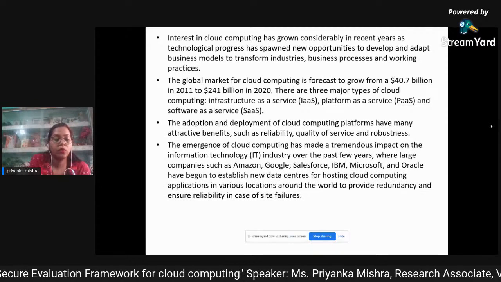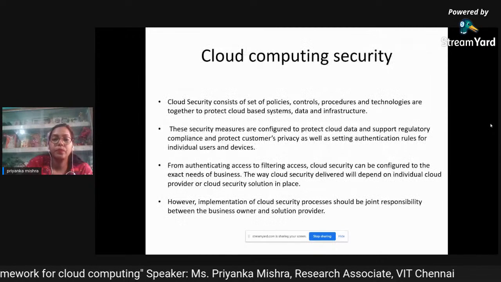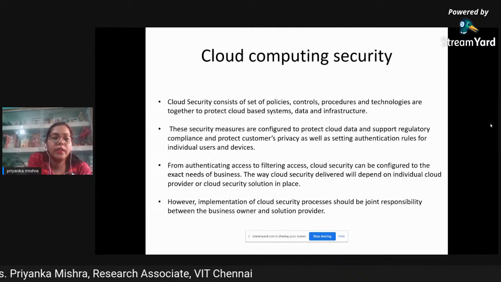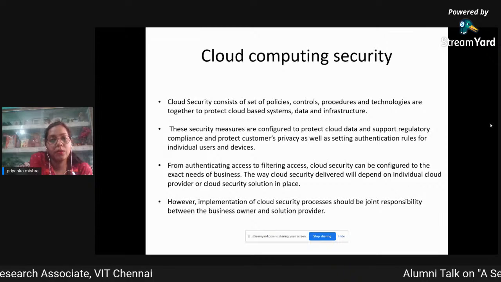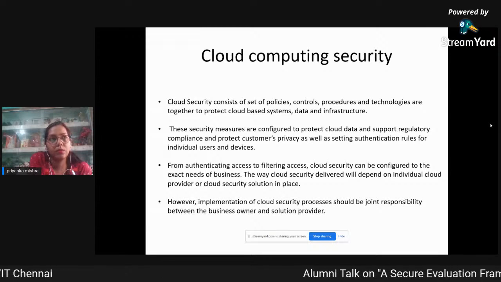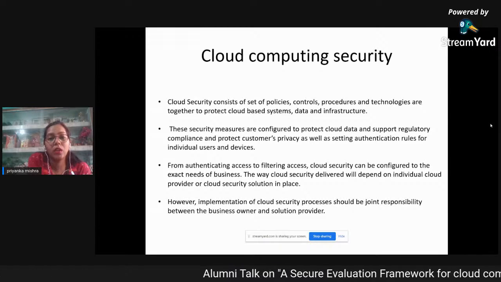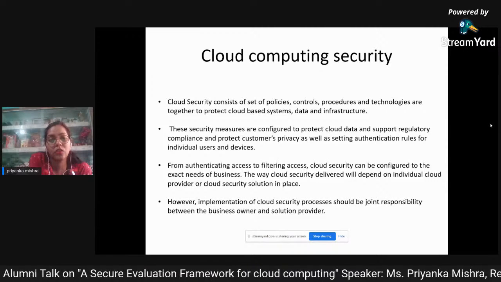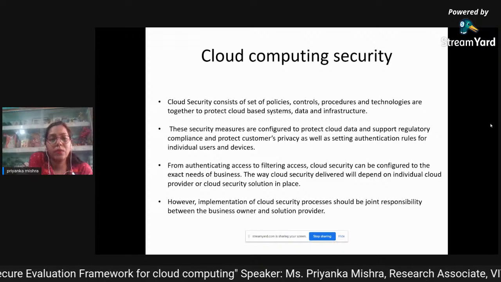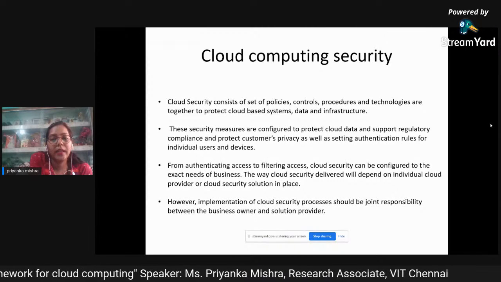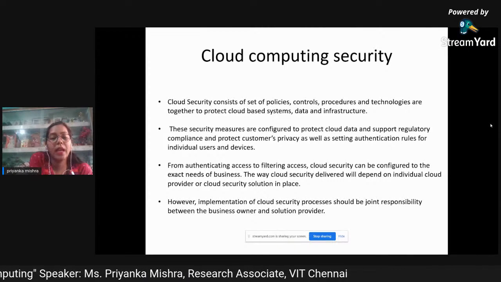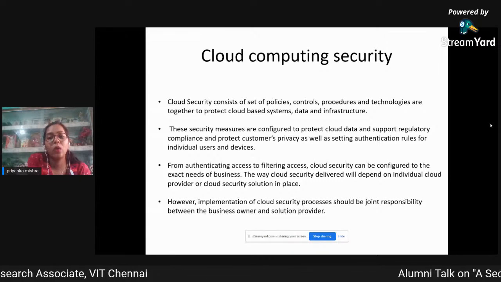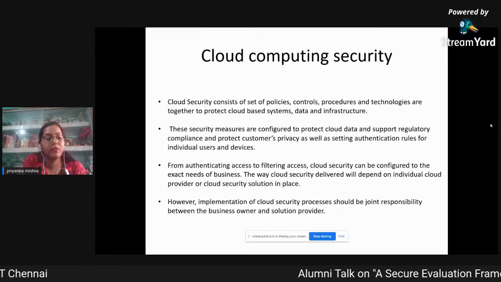So next we'll go for cloud computing security. Cloud security is a major concern, with techniques, procedures and technologies together protecting our cloud systems and data infrastructure. These security measures are configured to protect cloud data, support regulatory compliance, and protect consumer privacy, as well as set authentication rules for individual access devices.